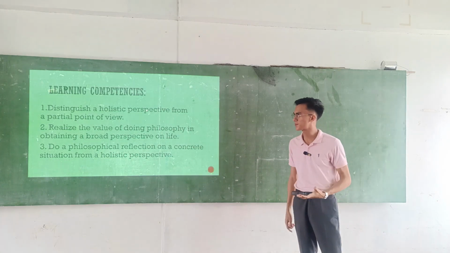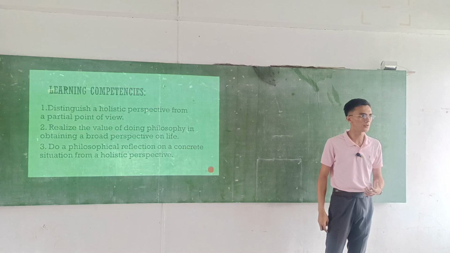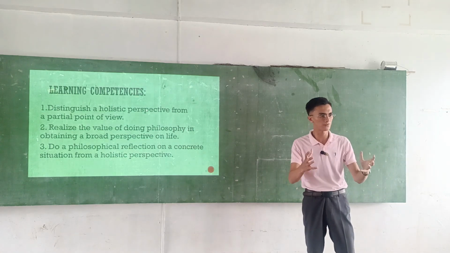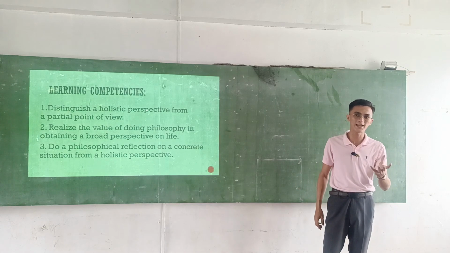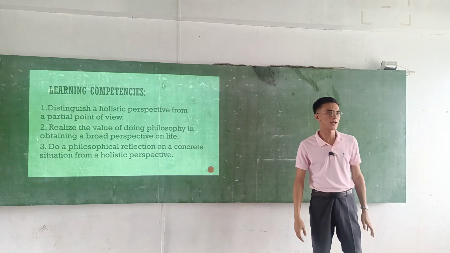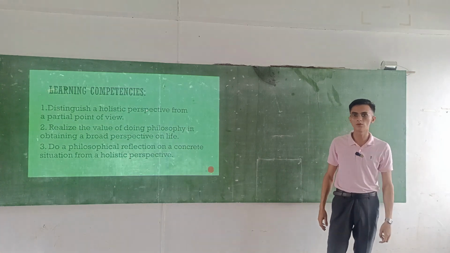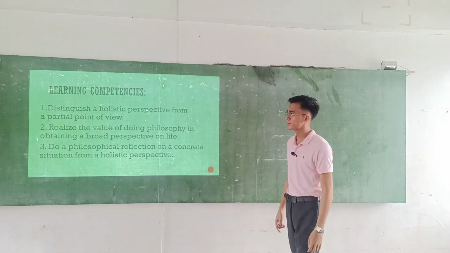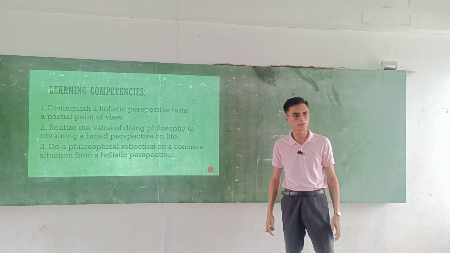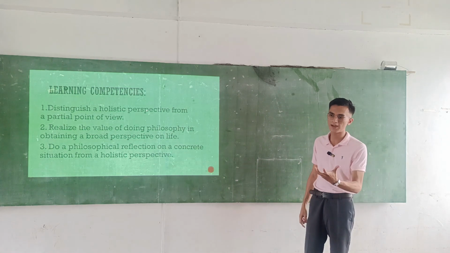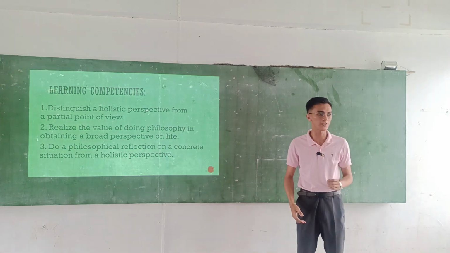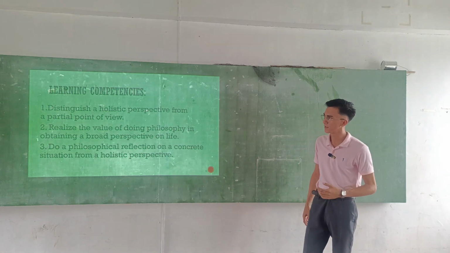Distinguish a holistic perspective from a partial point of view. Meaning, what do we mean by holistic? We mean by the general perspective, no? We view philosophy or life holistically, not just partially, because that's what is expected of you as senior high school students. Number 2 is realize the value of doing philosophy. That's what you will going to do. You need to realize the value of philosophy, not just to appreciate philosophy, but to realize its very value, because it's useful in our lives.